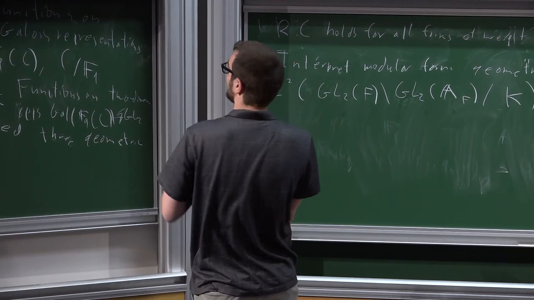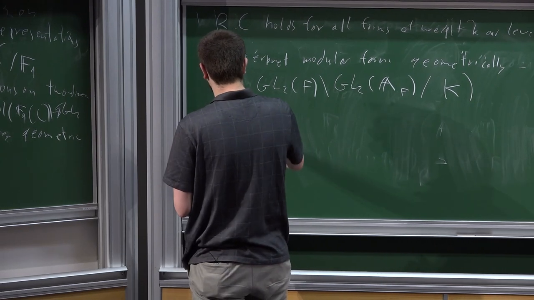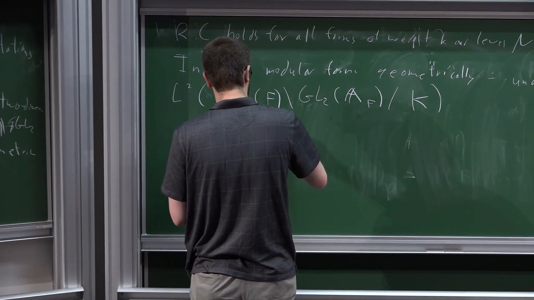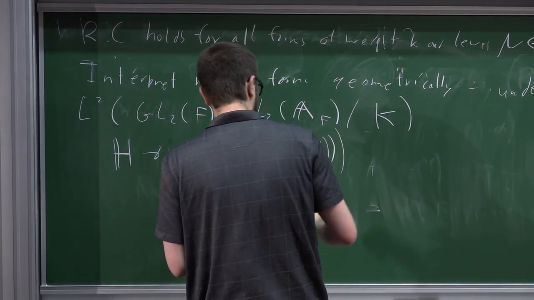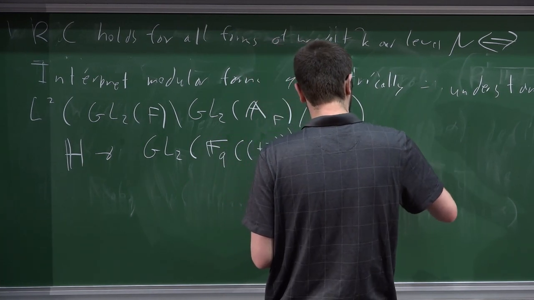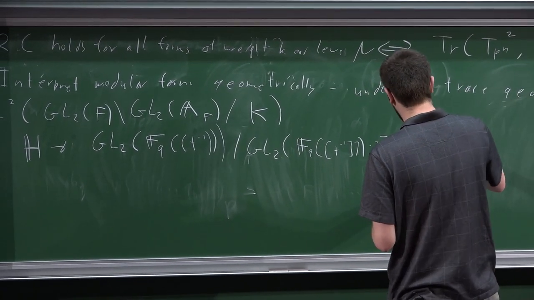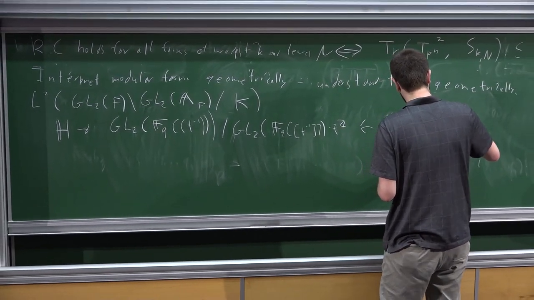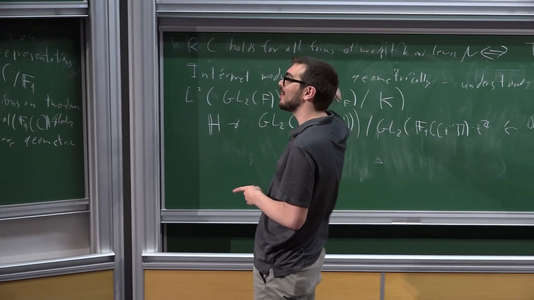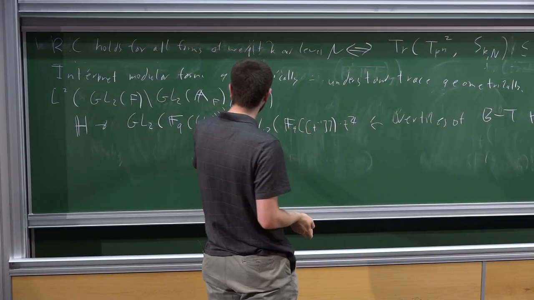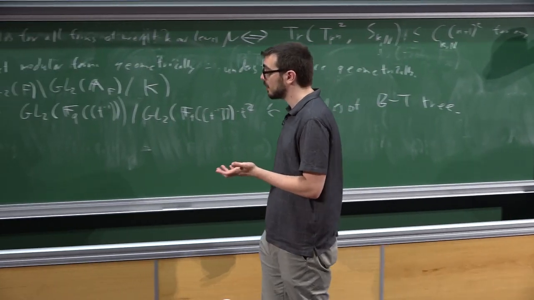If that definition is not intuitive, let me give a concrete model, which is we're going to replace the upper half plane by GL2 of formal Laurent series in the variable T inverse, divided by formal power series in the variable T inverse, and also by scalars. This can also be described as the vertices of the Bruhat-Tits tree. If you take a hyperbolic plane and let the curvature go to infinity, you get an infinite tree. And we're replacing the upper half plane by an infinite tree, or at least the vertices.